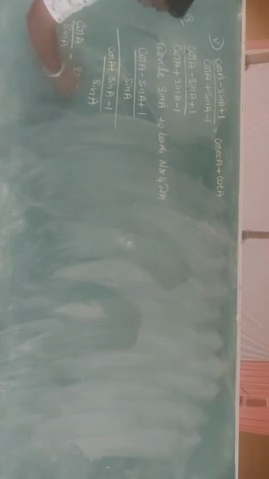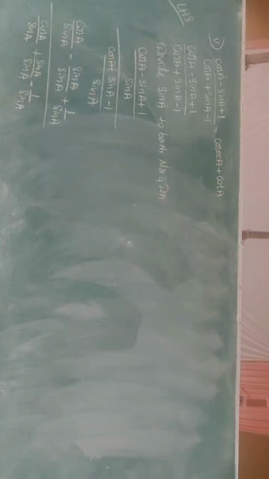Cos A upon sin A minus sin A upon sin A plus 1 upon sin A. Am I right? In denominator also we can separate the terms. Divided by cos A upon sin A plus sin A upon sin A minus 1 upon sin A. Am I right? Yes.